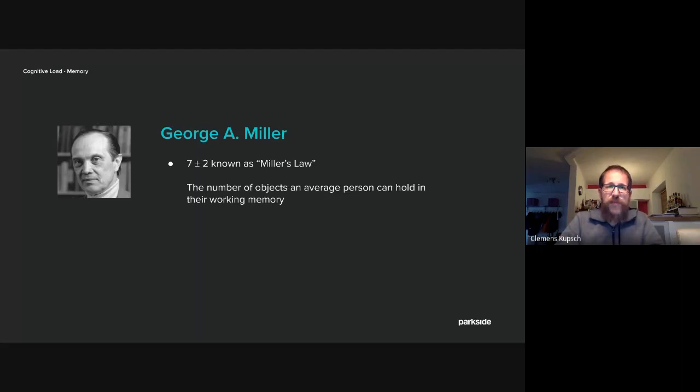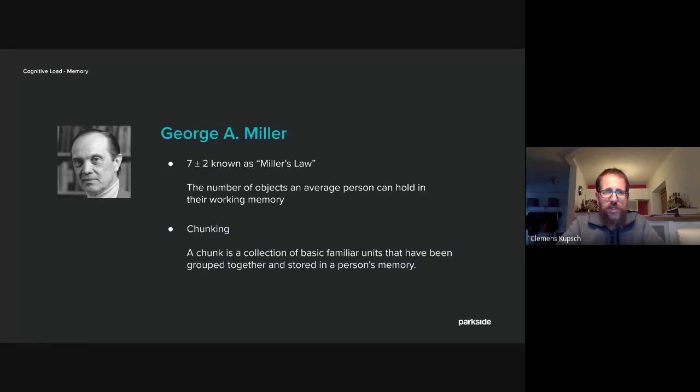Many people think this refers only to 7 items, numbers, or words. But it's important to understand that the results differ in regards of the type of element you're trying to keep in your mind. And there were things that let Miller adapt his theory after a while, and he came up with the concept of chunks. We will hear about it a bit later on. A chunk is a collection of basic familiar units that have been grouped together and stored in a person's memory. And chunking is something that you do on a daily basis. We will do some real life examples about it later on. But let's start with Miller's law first.